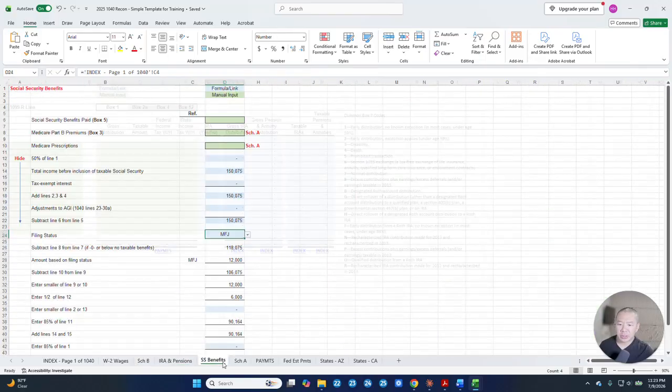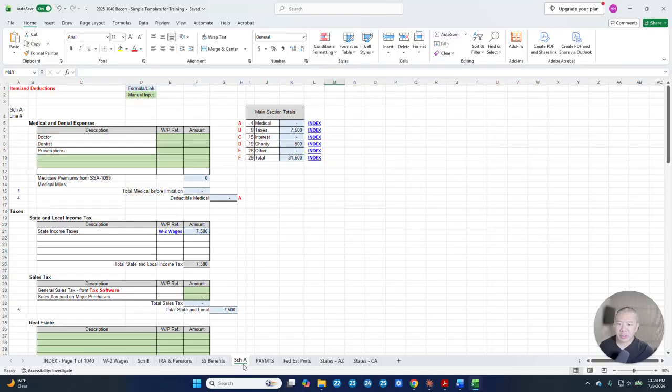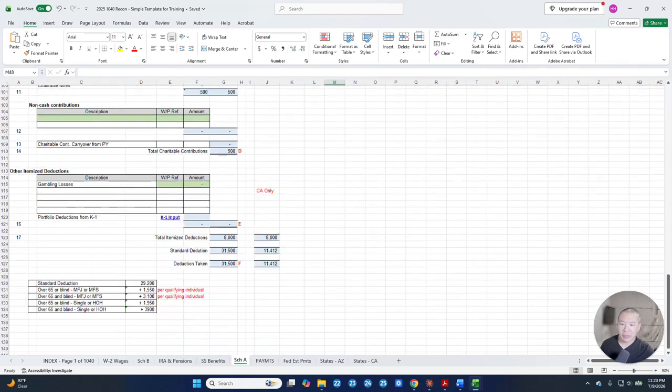No IRAs or pensions, no Social Security benefits. This would be where you fill out for your itemized deductions, but like I said, on the assumptions is they're taking the standard deduction. The standard deduction is going to be the higher of the total of your itemized deductions or the freebie standard deduction. And this for tax year 2025. So in this scenario, we're just assuming $31,500. For California, we're assuming $11,412.